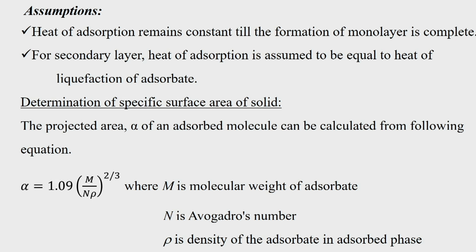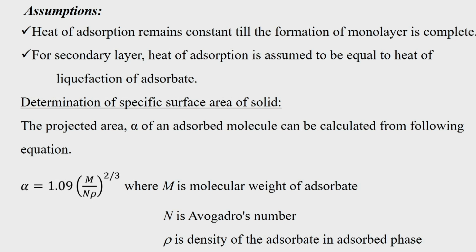And for the BET isotherm, we need to assume that the heat of adsorption remains constant till the formation of the monolayer is complete, and then for the secondary layer the heat of adsorption is assumed to be equal to the heat of liquefaction of the adsorbate. So, that is another assumption.